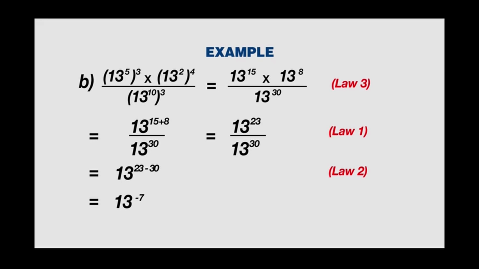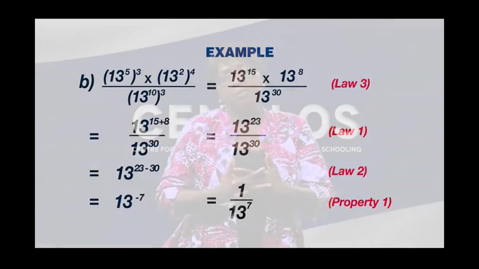But we don't want to leave our answer with a negative exponent. So can you remember how we change that? We're going to put 1 over. So that can be written as 1 over 13 raised to the power 7. Good. How do you find the simplifications? I'm sure you think it's easy. All you have to do is know your laws and know your properties and use them at the right time.